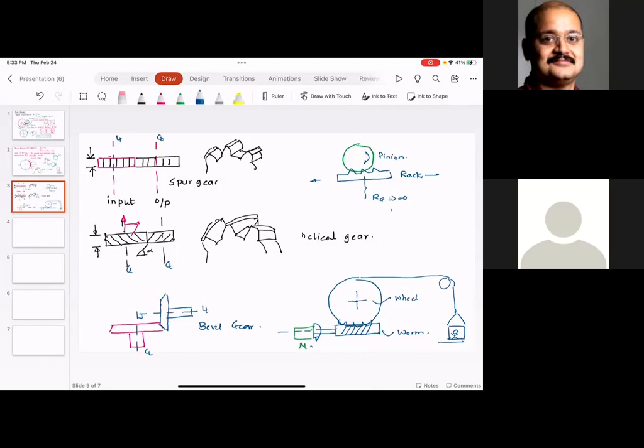And many a times it is accompanied by power steering. So you have a hydraulic cylinder that actually assists rotating that steering rack. But essentially what you have is a rack and pinion assembly in your steering wheel. And designing a rack and pinion is similar to the spur gear design.